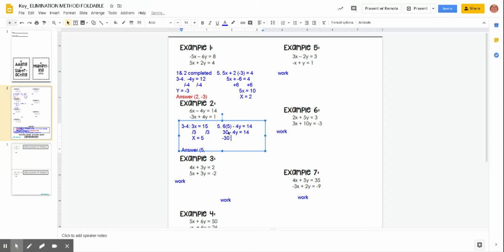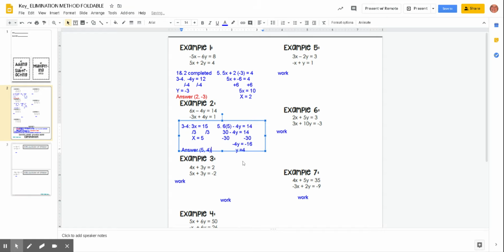I'm going to subtract 30 from both sides. And I wind up with a negative 4y equals negative 30 and positive 14. That would give me a negative 16. And if I divide both sides by the negative 4, I'm going to get y equals negative 16 divided by negative 4, which would just be a positive 4. So coming back here, my answer, I'm showing 5, 4.